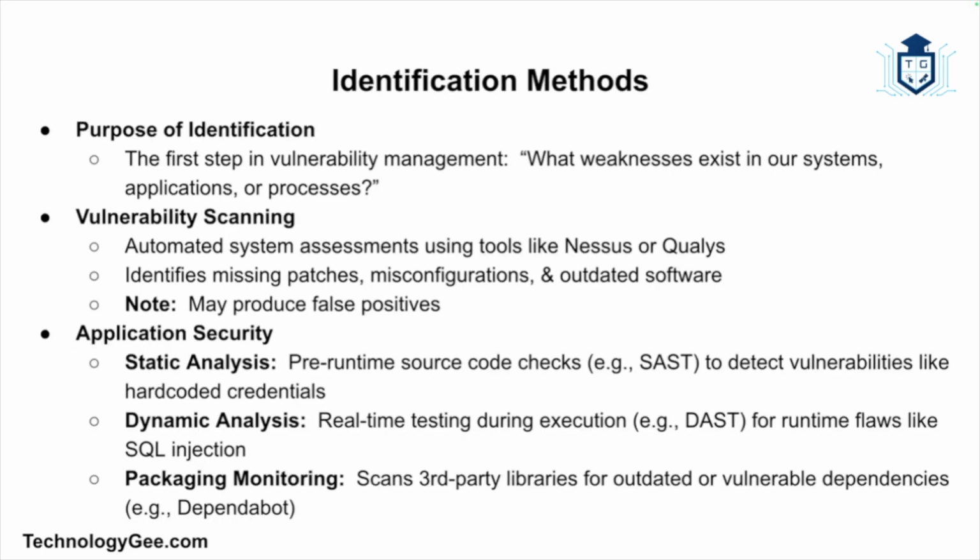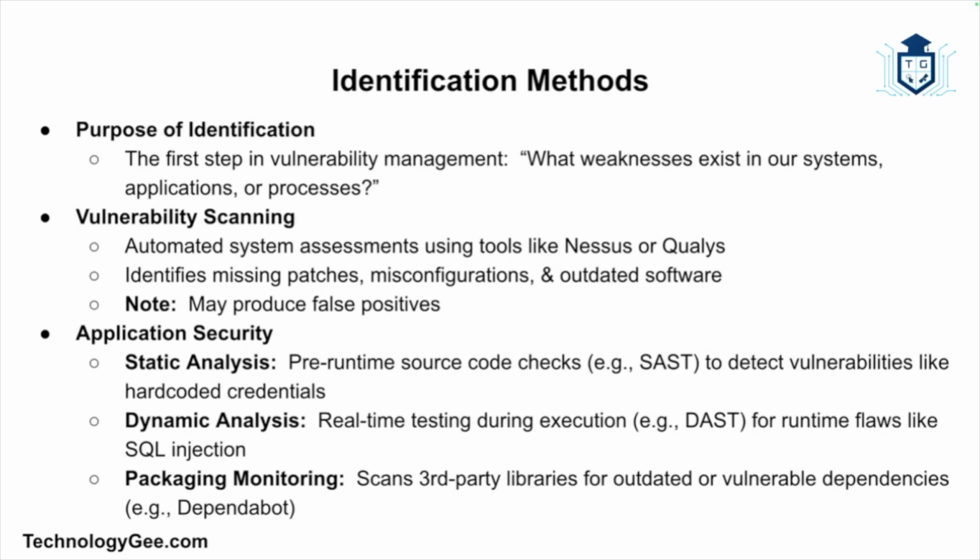The first step in vulnerability management is identification. This is where you ask what weaknesses exist in our systems, applications, or processes. So let's explore the various methods. The first one is vulnerability scanning. Think of this as an automated checkup for your systems. Vulnerability scanners like Nessus or Qualys assess systems for known vulnerabilities, checking configurations, missing patches, and outdated software versions. While efficient, scanners might also generate false positives, which we'll discuss shortly.